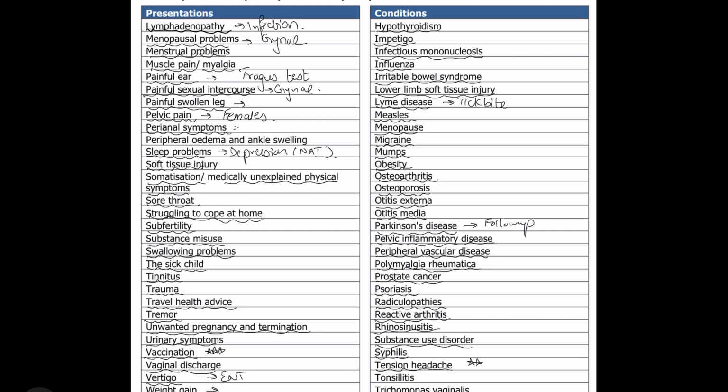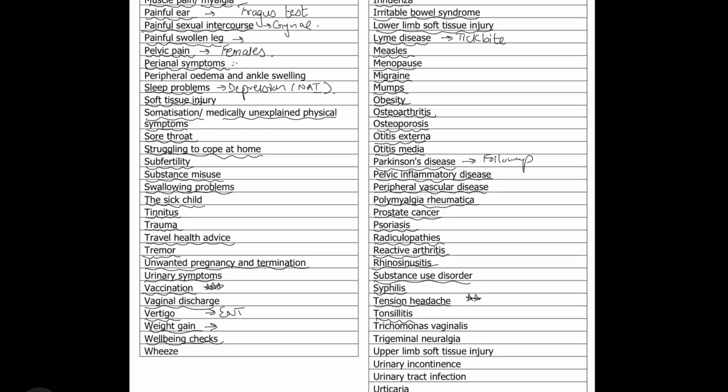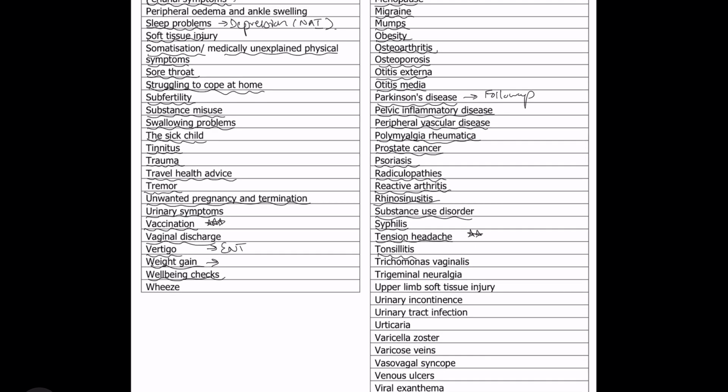Tension headaches, very important and very common station. Take the whole history of the headache, and the only positive finding will be stress in the life. Tonsillitis, a child will be having an infection of the throat, and his tonsils would be enlarged. The mother would be worried and would want the tonsils to be removed, but they have to meet a certain criteria in order to get a tonsillectomy done. You have to counsel the patient regarding it.